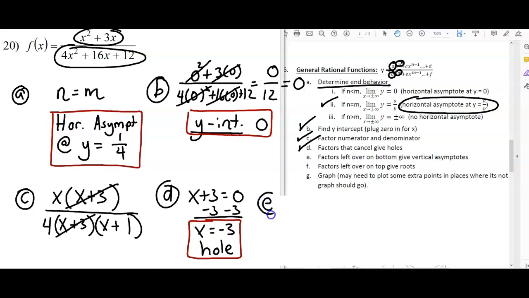E. Factors that are left over on the bottom give vertical asymptotes. So I will use this one. We're not going to use the 4 because there's no x on it. So we only use the one that's left over in the bottom that has an x in it. And that's my vertical asymptote.